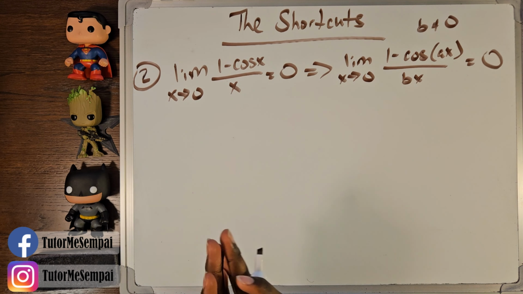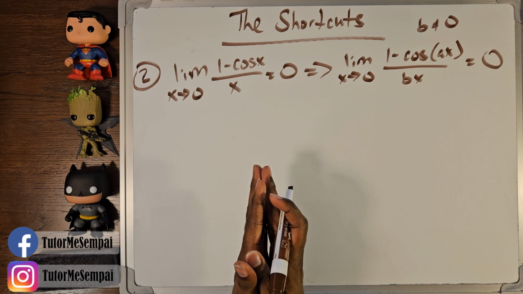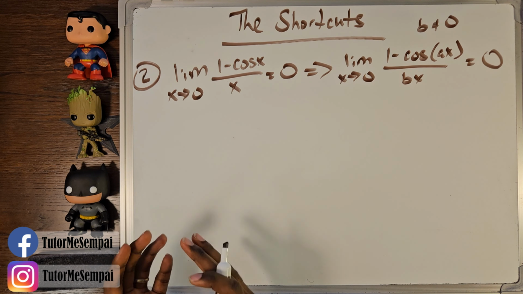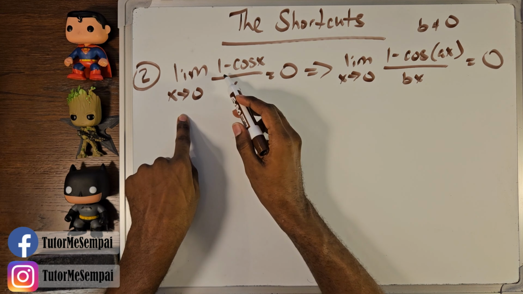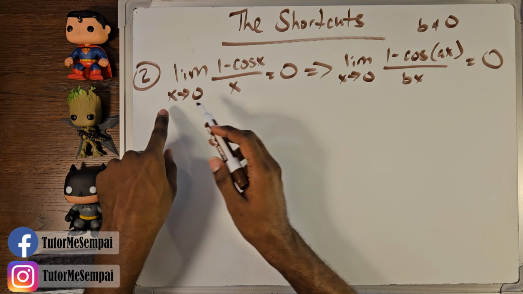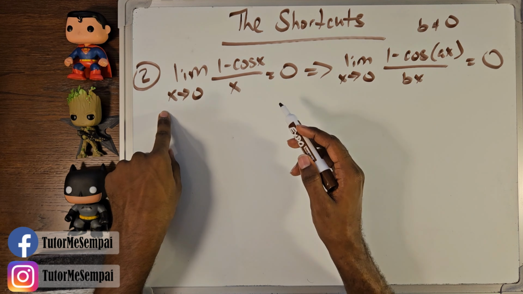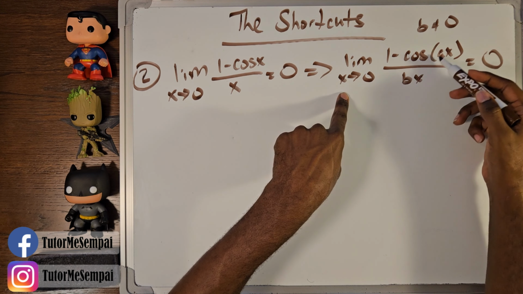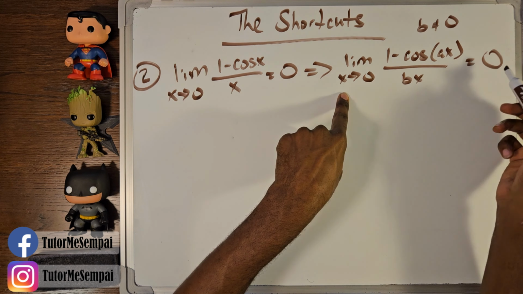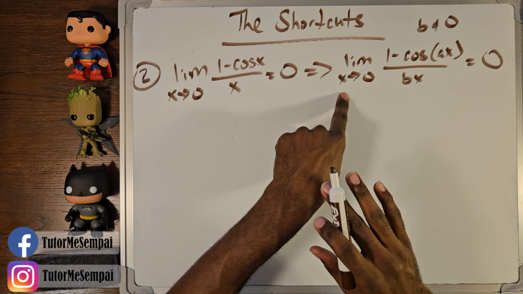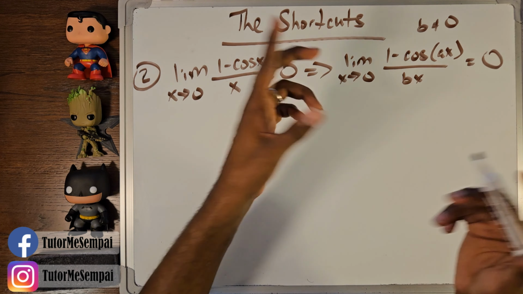So this is going to be our second shortcut. Now this one may be even more obvious than the first one. And it's saying that if we know that the limit of 1 minus cosine x over x as x approaches 0 is going to be 0, then it doesn't really matter what your constants are attached to these x's. It's going to equal 0. The limit is always going to go to 0. So let's see it in action.